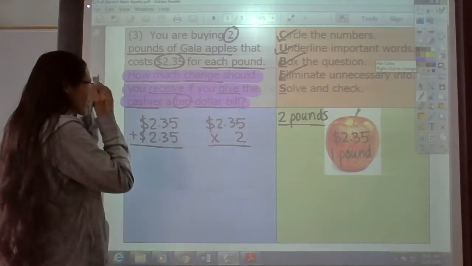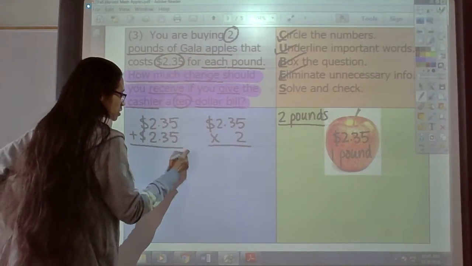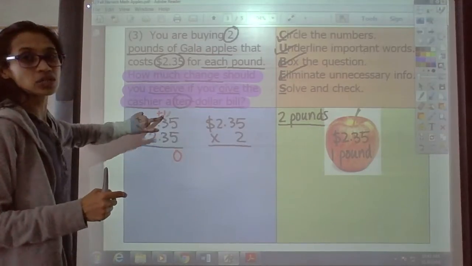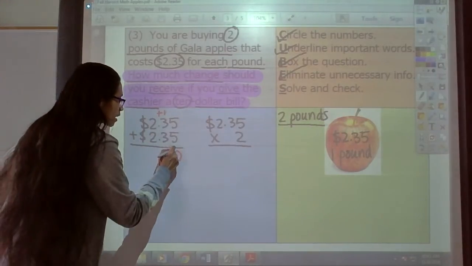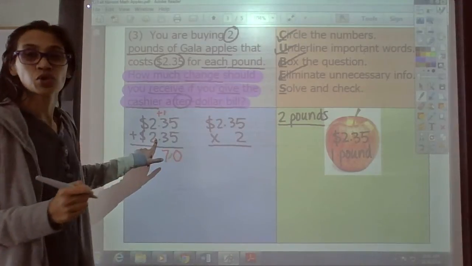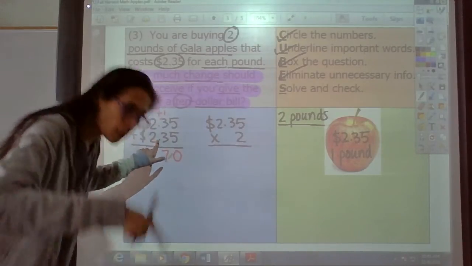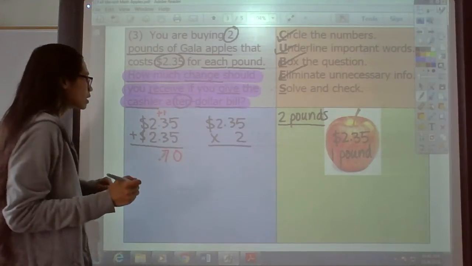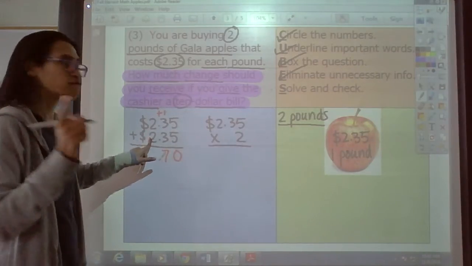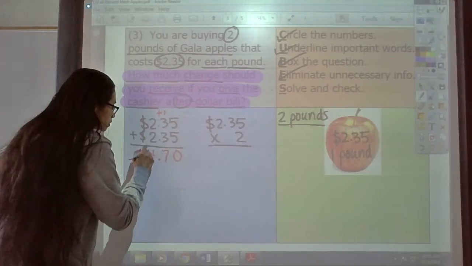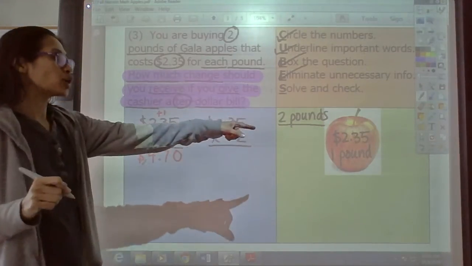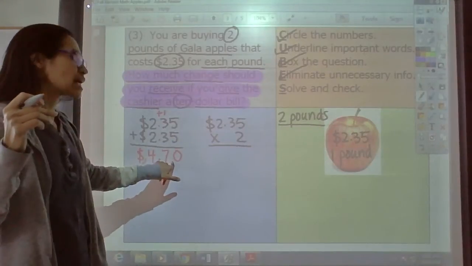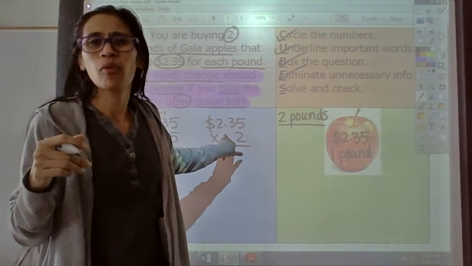5 plus 5 is 10. Write the 0 plus 1. 3 plus 3 is 6. 1 more makes it a 7. And what does that decimal do when we add? Come on down and join the math party. Bam. 2 plus 2 is 4. So 1 pound of those is $2.35. 2 pounds is $4.70. We can check our work by multiplying.